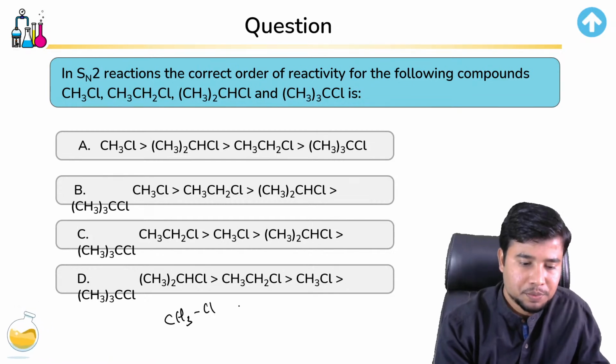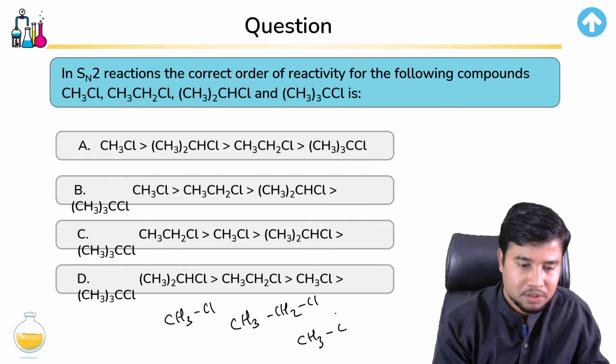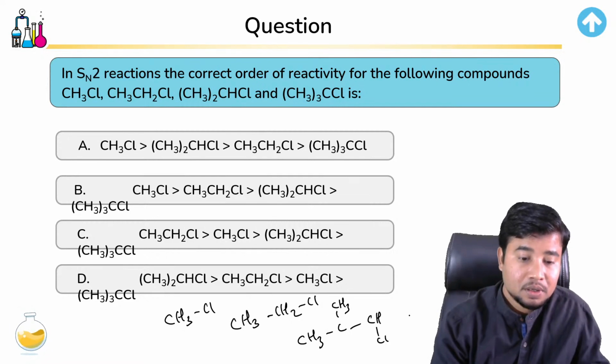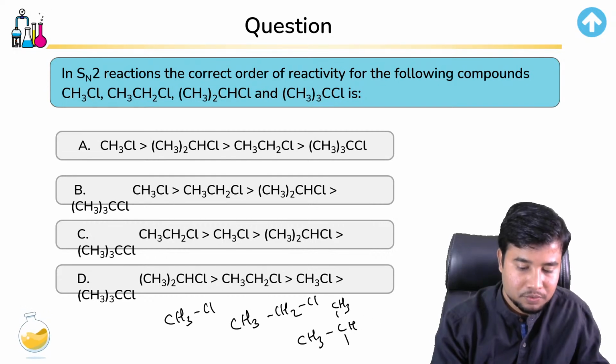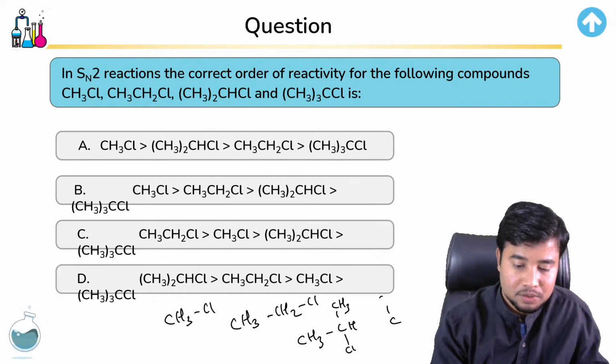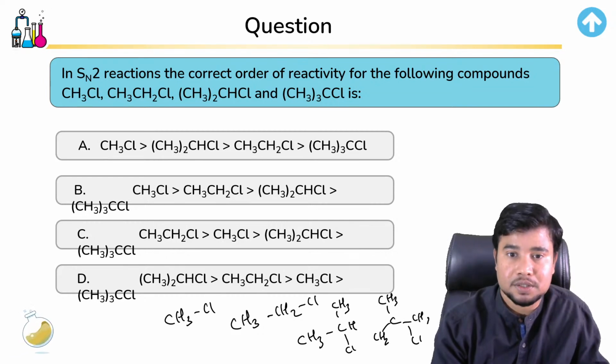CH3Cl, the other option is CH3CH2Cl, third option CH3CHCl, and 1, 2, 3 carbons. So you have CH over here and Cl over here. And then the tertiary one, CH3, CH3, CH3, and a Cl over here.